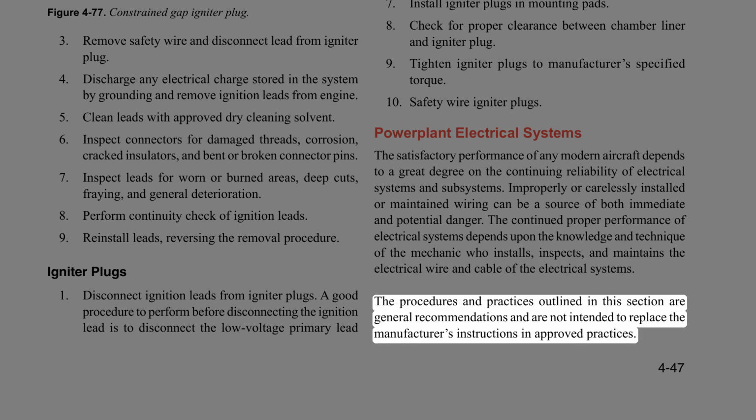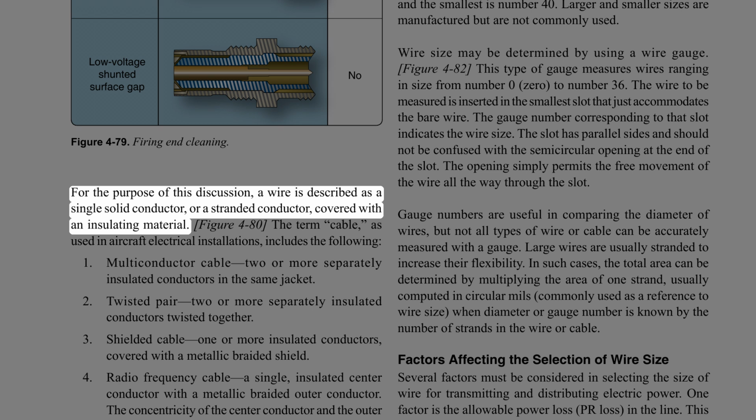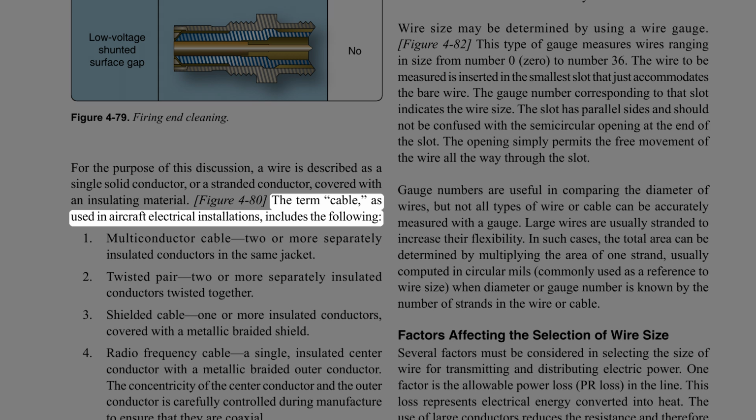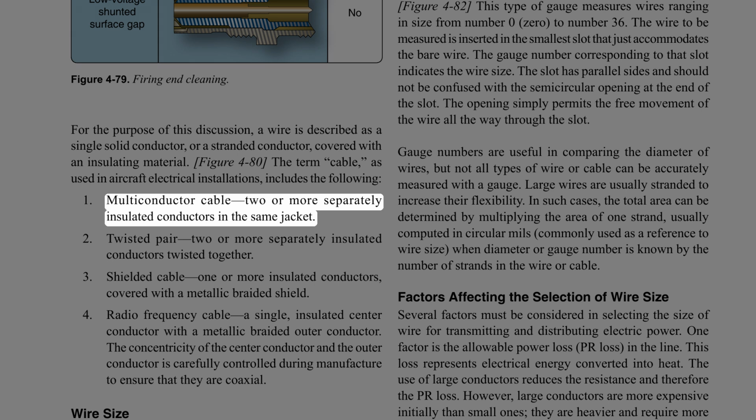The procedures and practices outlined in this section are general recommendations and are not intended to replace the manufacturer's instructions in approved practices. For the purpose of this discussion, a wire is described as a single solid conductor, or a stranded conductor, covered with an insulating material. The term cable, as used in aircraft electrical installations, includes the following. Multi-conductor cable, 2 or more separately insulated conductors in the same jacket.